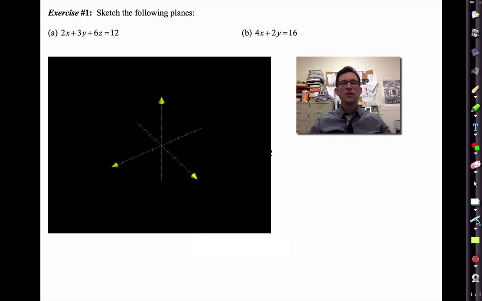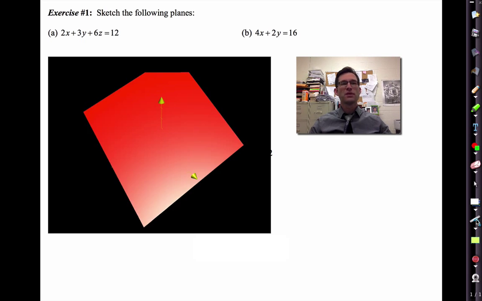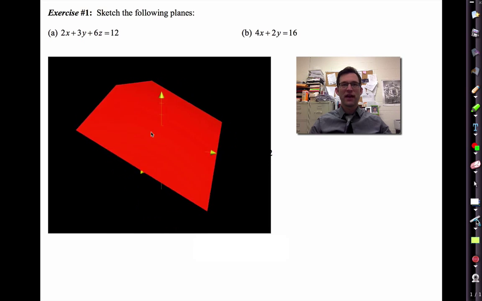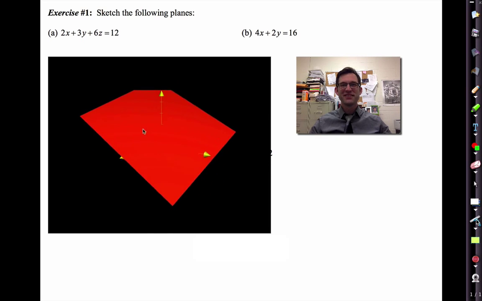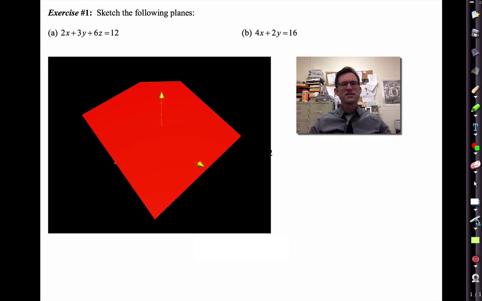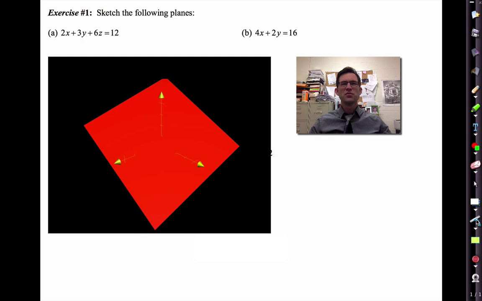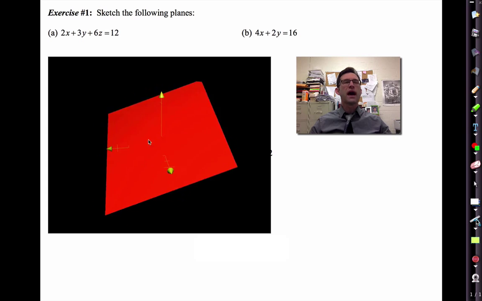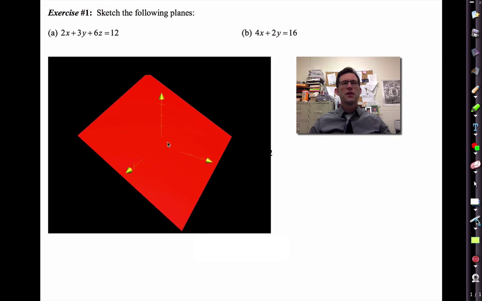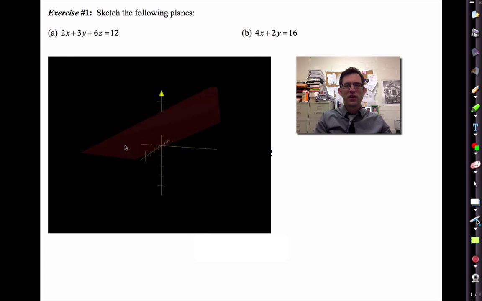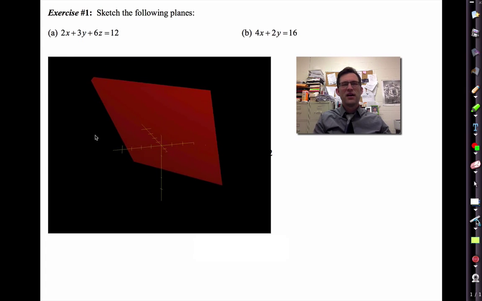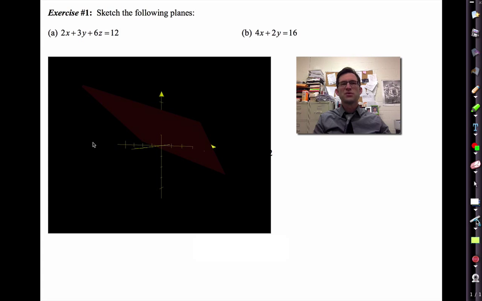Right, letter A was the plane 2x plus 3y plus 6z equals 12. Let me click on that one. All right, there it is. One of the things that's kind of tough about this program is that I've zoomed out enough so that we can see all the intercepts, but now the axes actually go by 2 units, and if I rotate it, you can kind of see that, right? You can see whereas the x-intercept was supposed to be 6, it looks like it's 3 now.